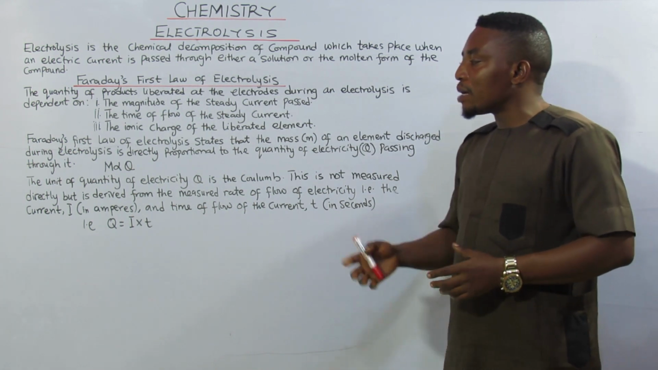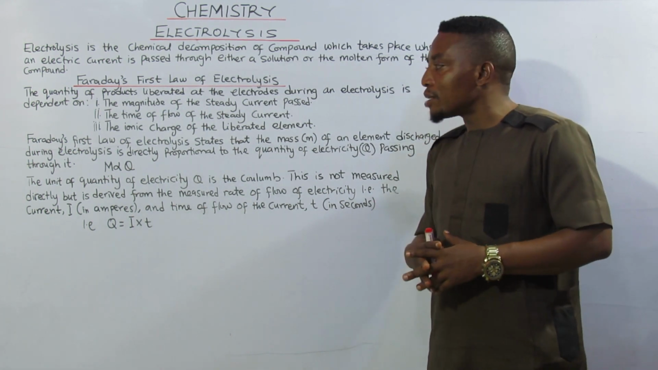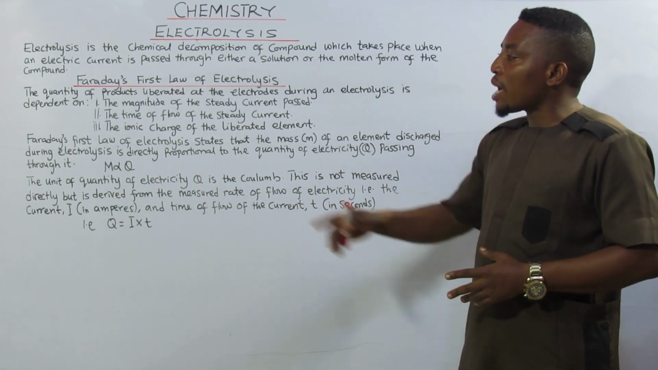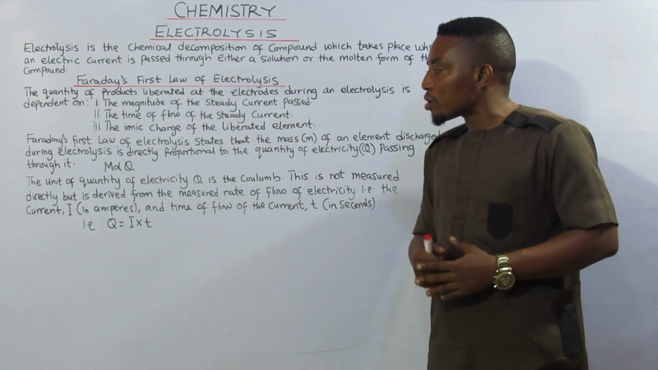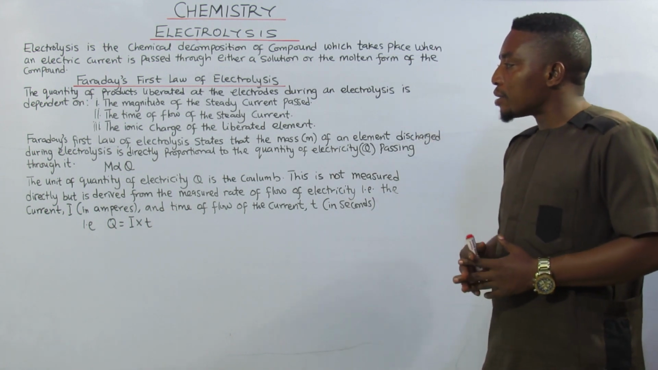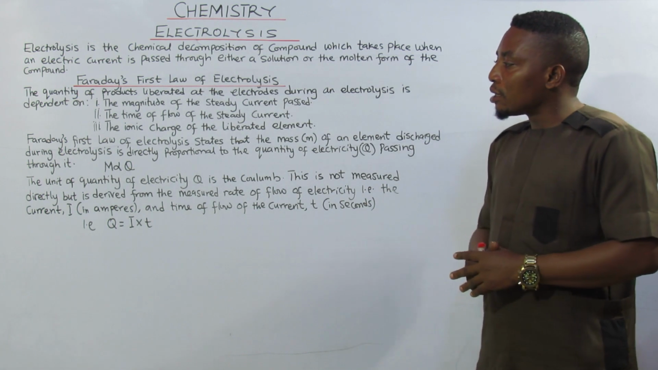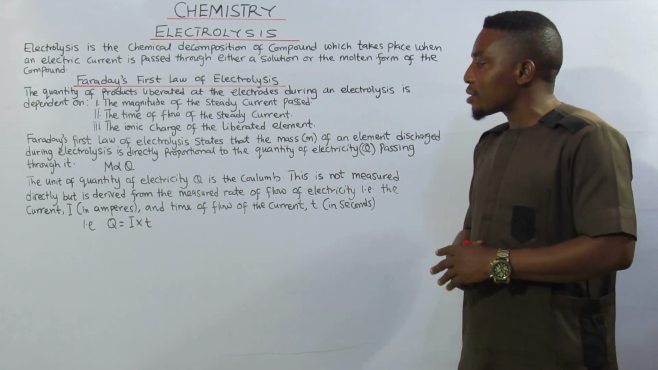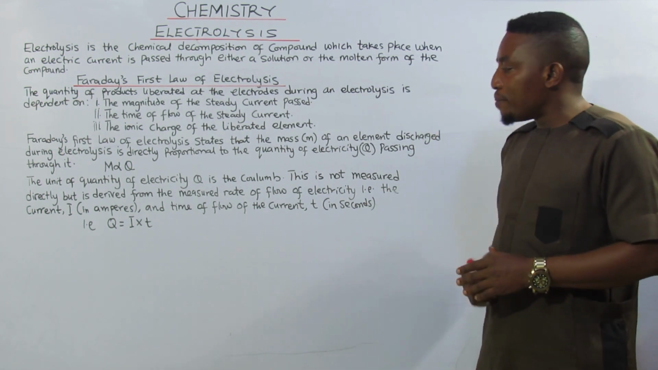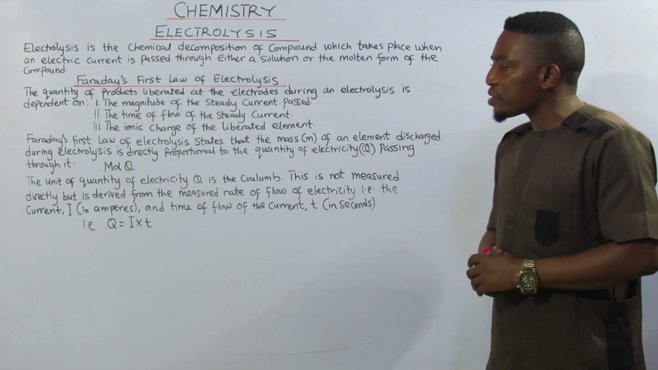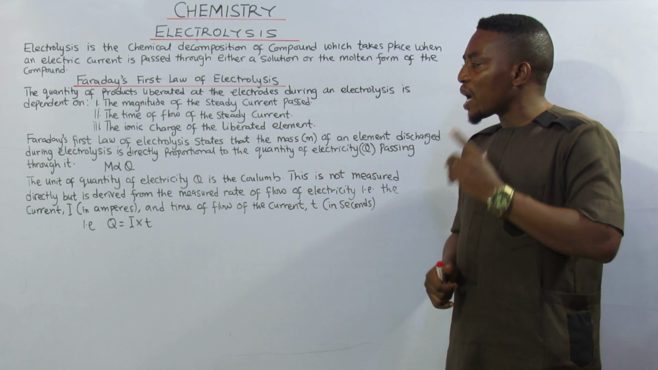Ionization of the elements, because it's when the element is ionized that ions will be produced. So that's why he said the ionic charge of the liberated element. So now he states the first law: the mass of an element discharged during electrolysis is directly proportional to the quantity of electricity passing through it.